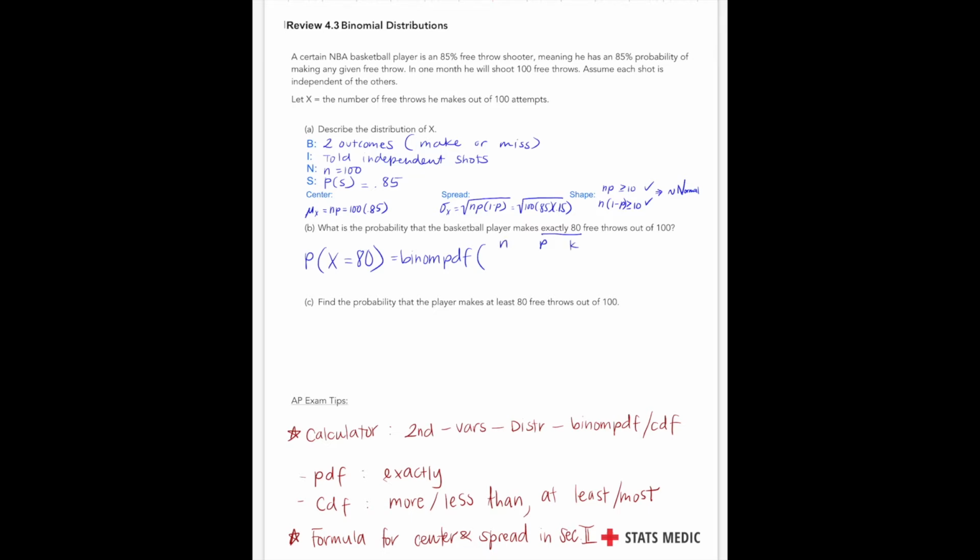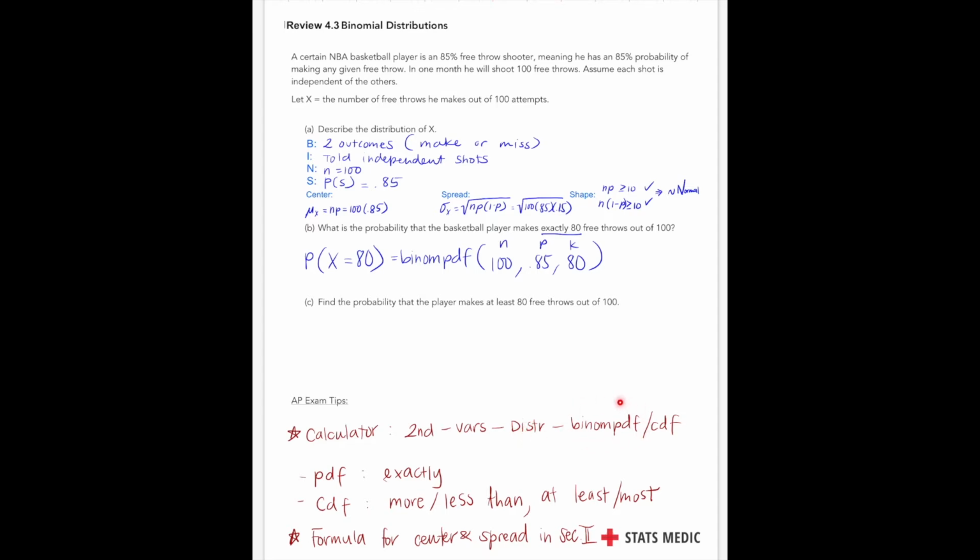So I'm going to go to binomPDF, and I'm going to make sure that I label every single piece that I plug in here. And then I've got 100, 0.85, and 80. And then you guys can calculate the answers by going into your calculator. Go to second, vars. Distribution is the first section that you see, and then you're going to go down until you see binomial PDF.